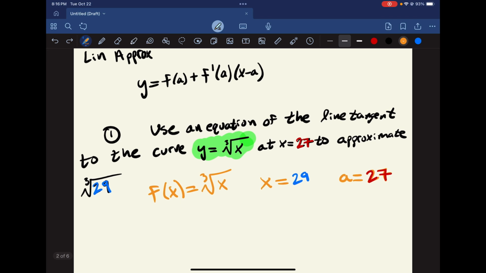And as you do some more practice problems, it'll generally make more sense, but just know that x is going to be the actual number that we're trying to figure out, and then a is going to be the number that's pretty close to the number we're trying to figure out, but we can actually find the answer easily. So then what we do is we plug it into this formula.